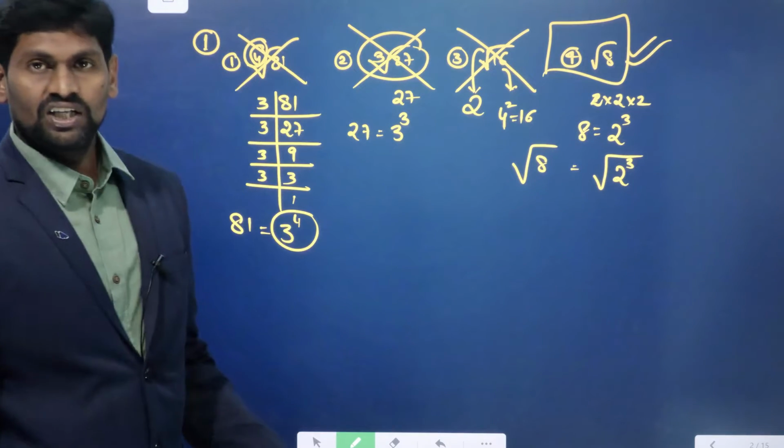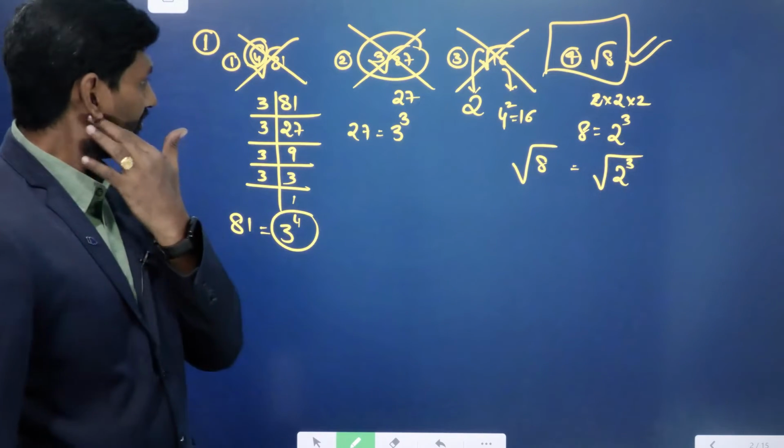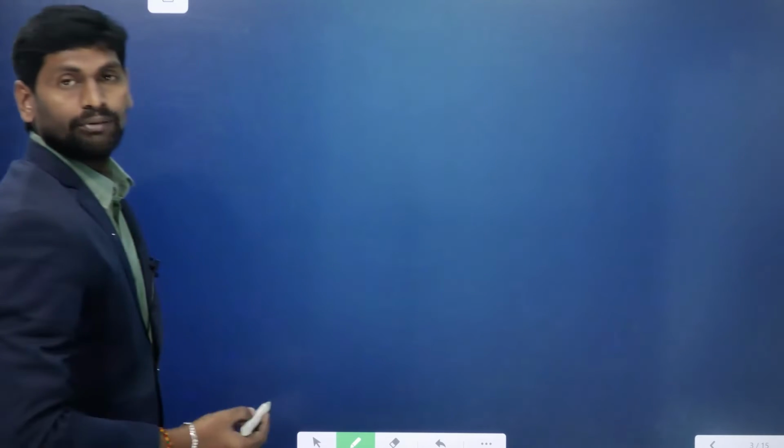We need to check the order with the exponential form of a radicand. Okay? Let us go to the next problem. Yeah, problem number 2.